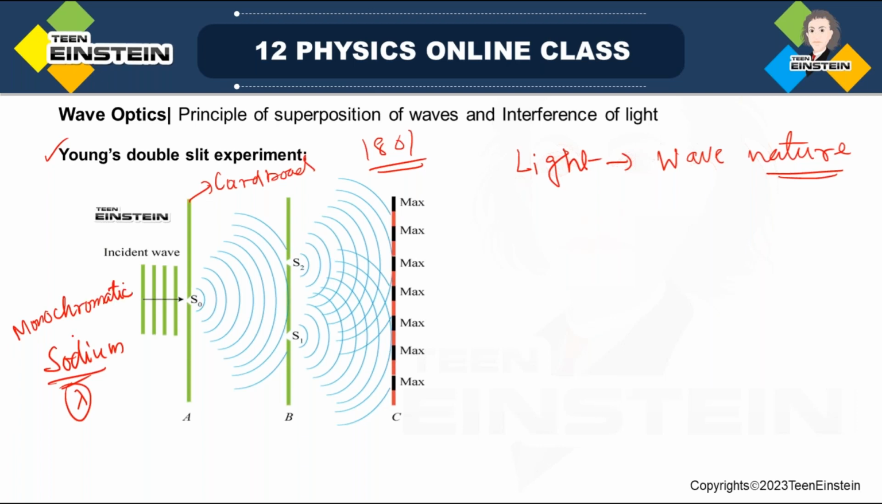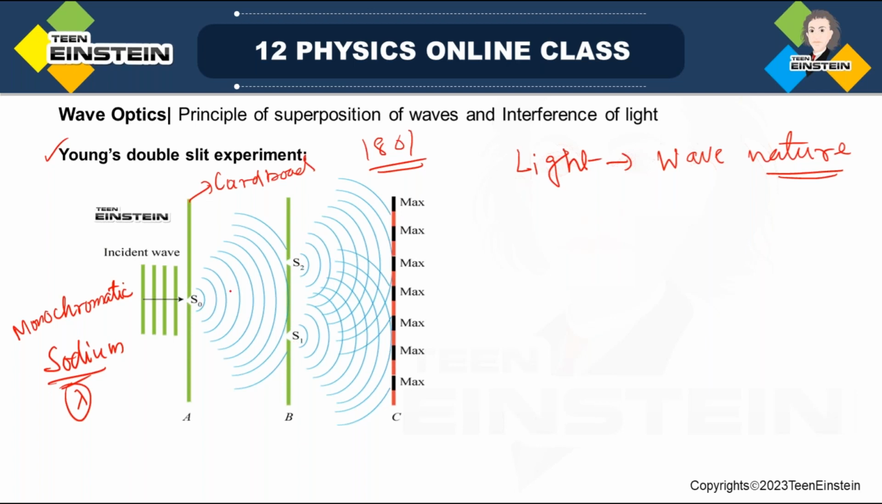Monochromatic sodium light he had taken and illuminated this pinhole made on the cardboard. Since this is a hole, there will be light passing from here. At a certain distance he had taken another cardboard, and he had made two parallel holes, S1 and S2, on that cardboard. S1 and S2 are the parallel holes.